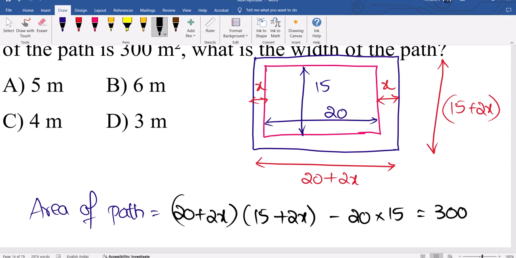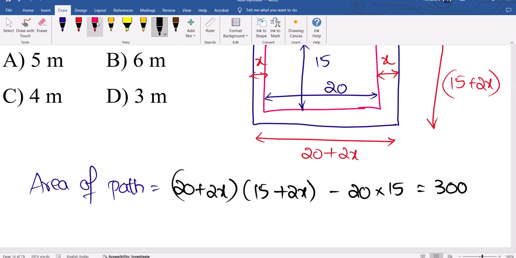Is this possible or not? We have to find the x value. You can try trial and error, putting the x values from the options. Maybe a lot of the options are wrong, so we can try equation solving.